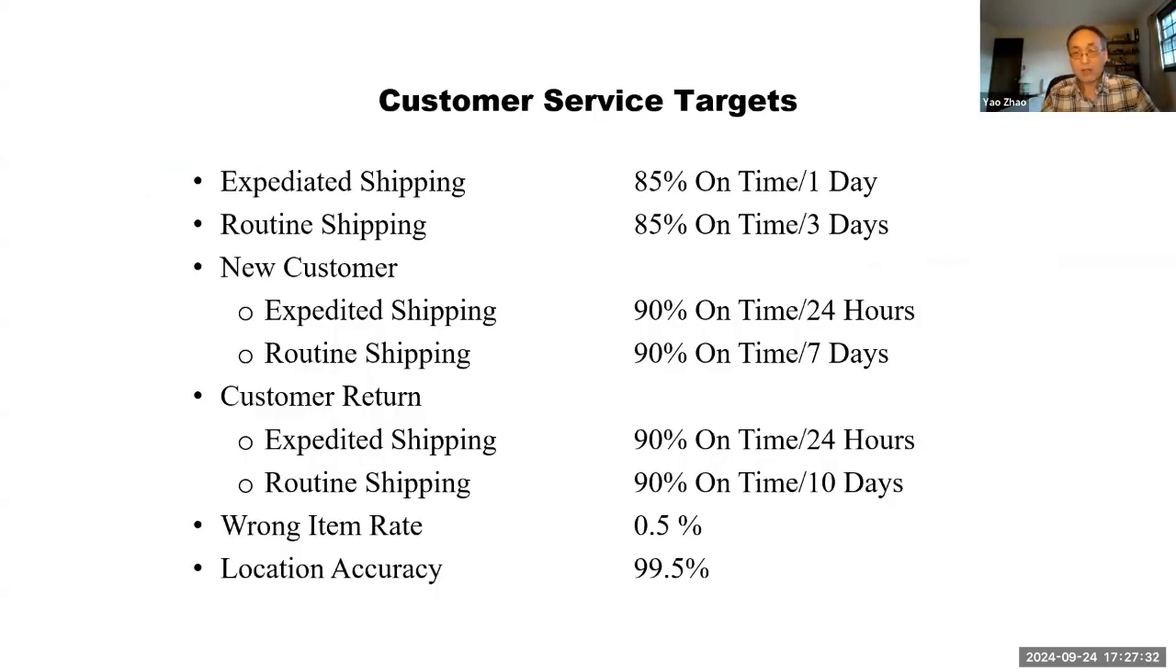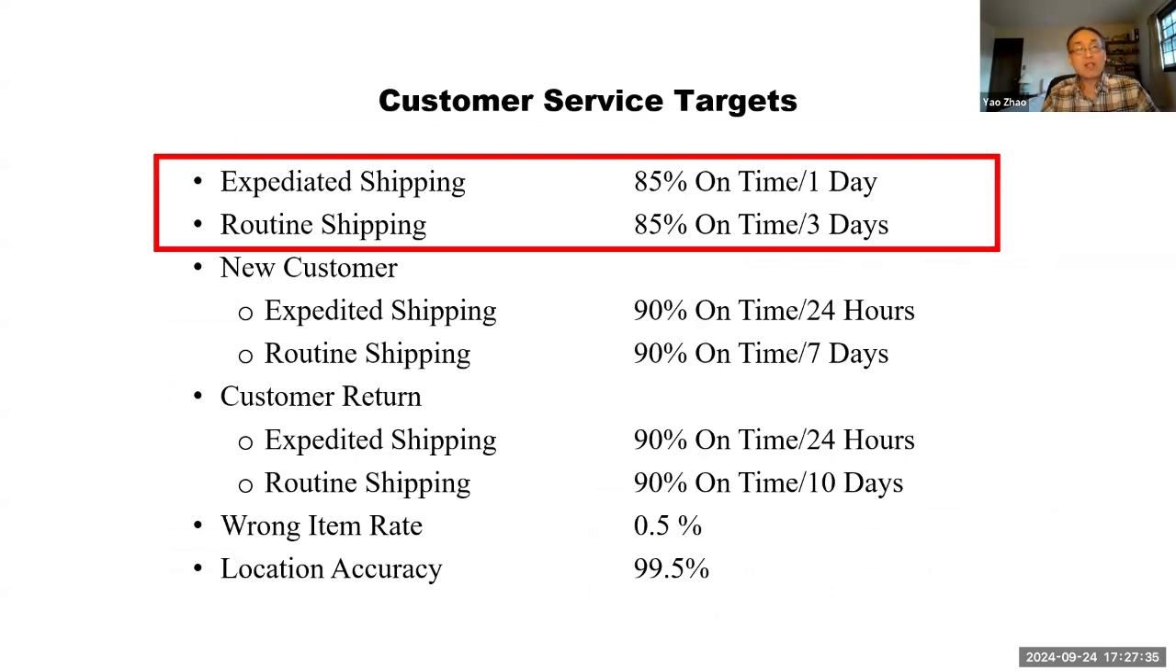This company is huge and they promise their customers that for expedited shipping, they will deliver on time, 85% within one day. That's what they promised. And for routine shipping, just think about Amazon, how long it takes for Amazon to deliver your ordered item. For routine shipping, they promise 3 days, 85% on-time performance. Underperformance on delivery will directly affect your sales, your customer relationship, your customer loyalty, and so on. So you really don't want to miss on this.